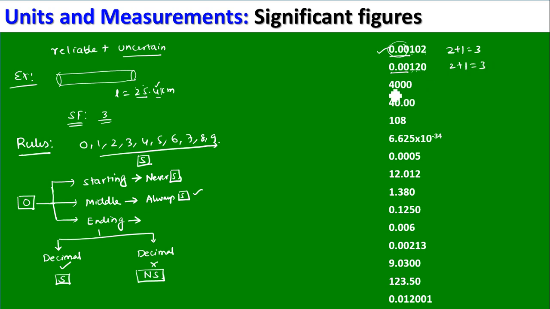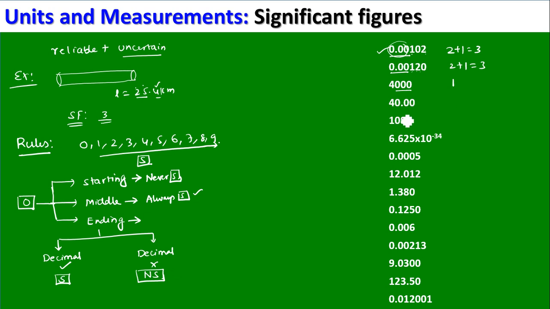So here if you see 4000, in this number 4 is definitely significant, and these three zeros are ending zeros. Ending zeros, is a decimal point there? No, definitely not there. So you should forget about these zeros. Ending zeros, decimal is not there, not significant. So there is one significant figure in this.